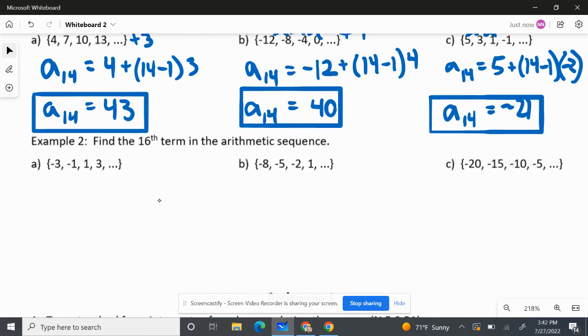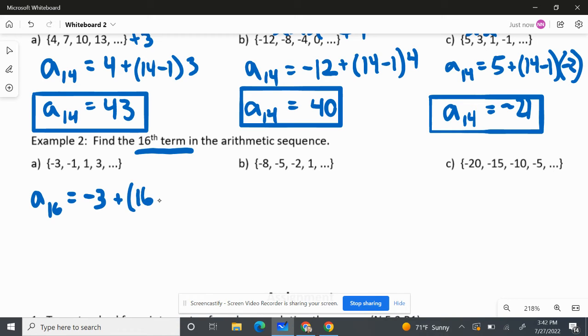So try those next 3 on your own and see how you do. For letter A, we're trying to find the 16th term. So a sub 16 equals, our first term is negative 3.